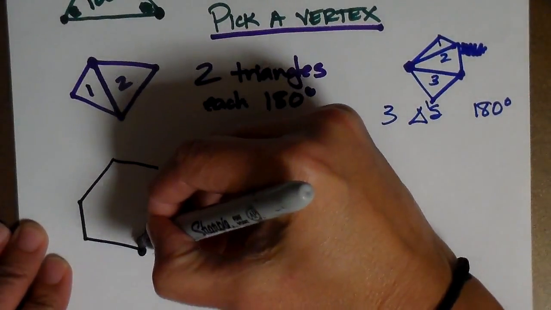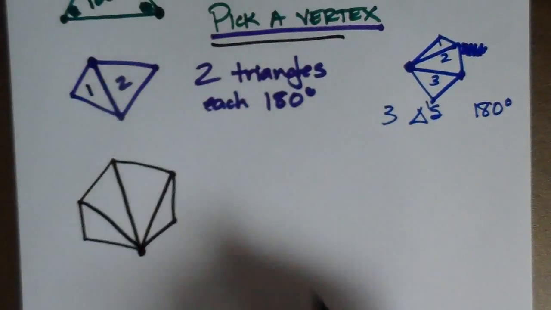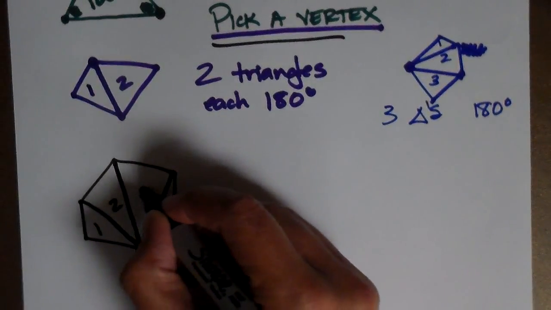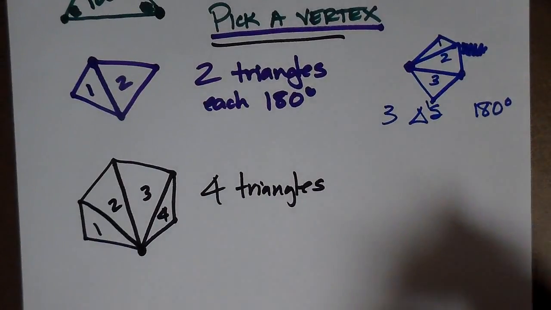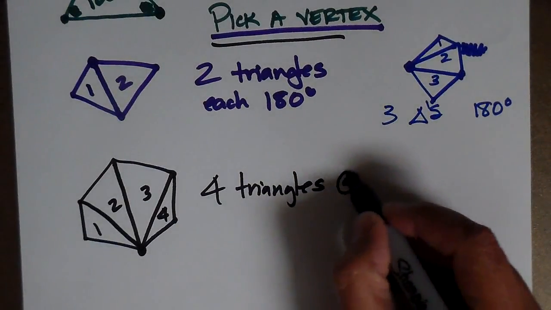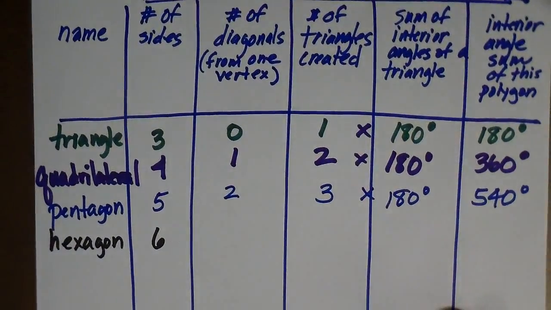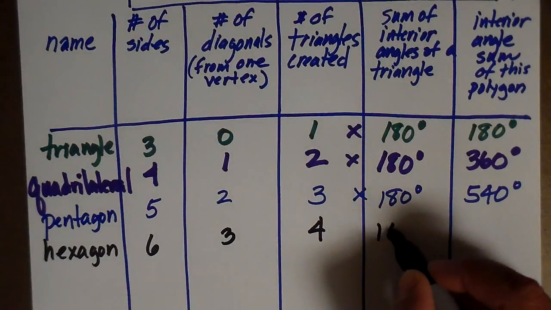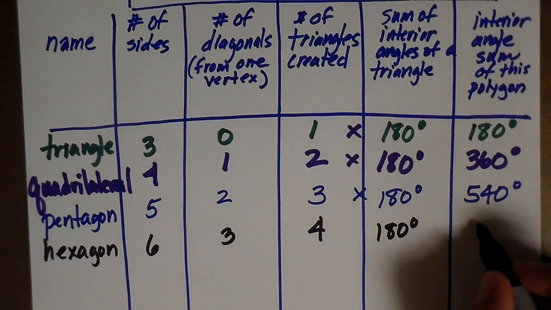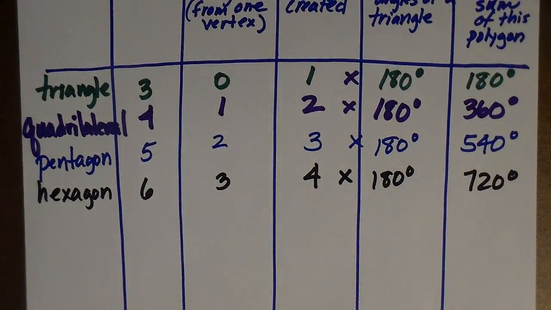If I have a hexagon, I'm going to pick this vertex because I want to. I can draw 1, 2, 3 diagonals, right? I'm going to pick a vertex, draw a diagonal. That creates how many triangles? 4. So there are 4 triangles inside this at 180 degrees each, right? So if I was able to draw 3 diagonals, which created 4 triangles at 180 degrees apiece, that leaves me with 720 degrees as my interior angle sum. Now you see the pattern here.